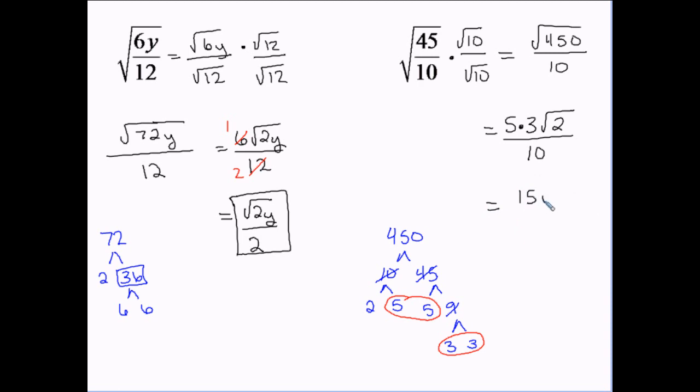And I'm going to get 15 times the square root of 2 over 10. And 15 and 10 both divide by 5. And so I get 3 times the square root of 2 over 2. Again, I can't divide these 2's because one's under the radical and one's not. So that's my final, most simplified answer.